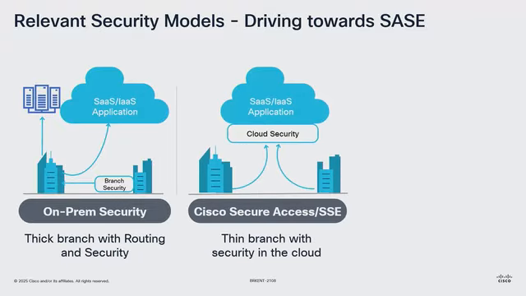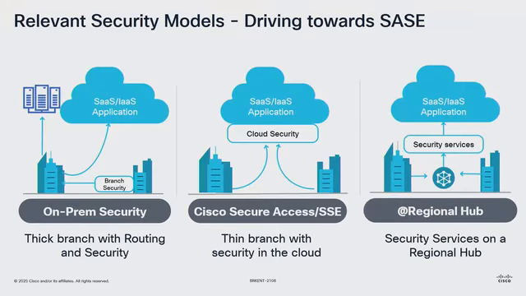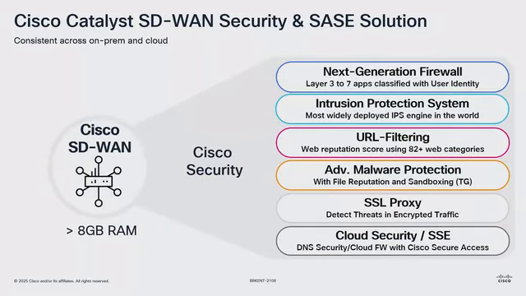Or you may have a SASE solution. Cisco Secure Access is our cloud security solution. So you would have a thin branch, that means a light branch, with most of the security implemented in the cloud. Or you may have a hybrid model. You may want to do some of the security on the box, some of them on a regional hub, some of them on a cloud security. So all kinds of combinations are supported. So this slide is about security and the SASE solution that we offer, whether it's Cisco on Cisco.